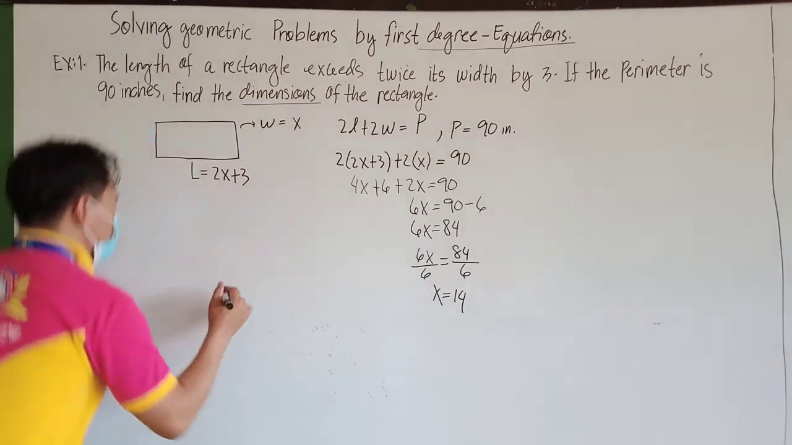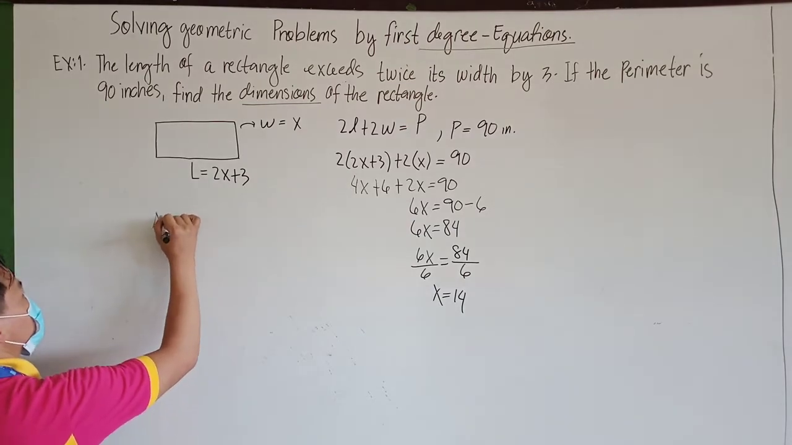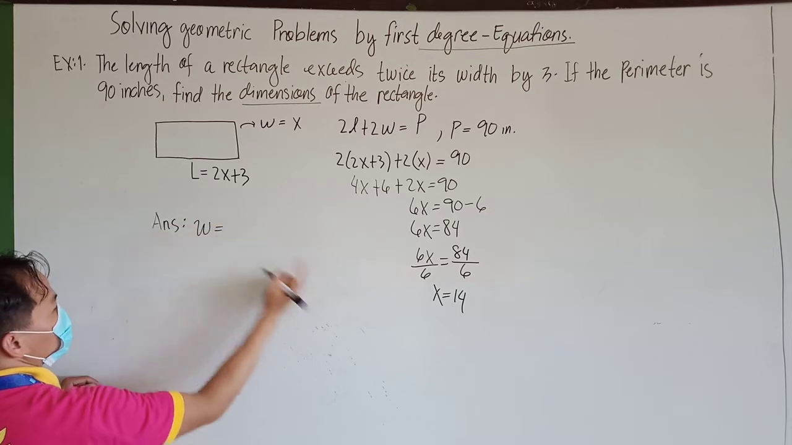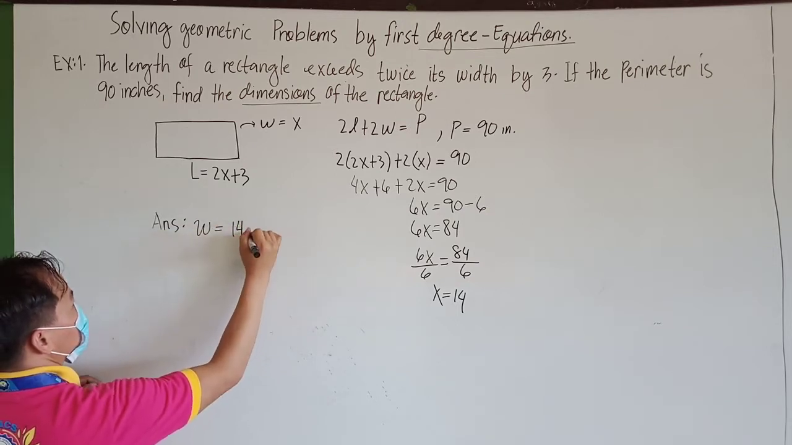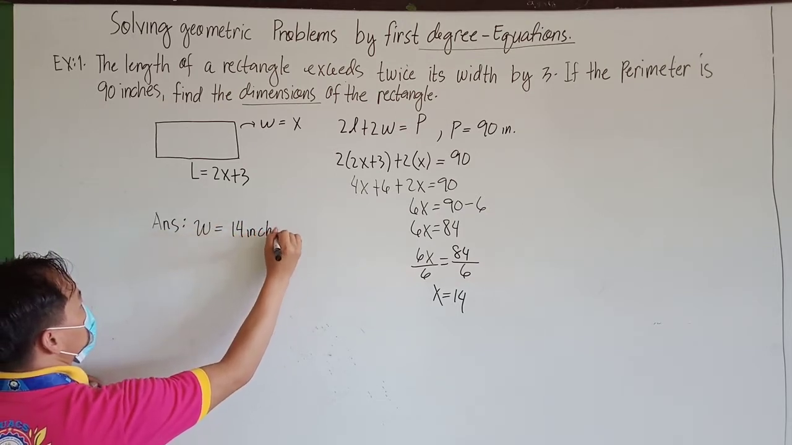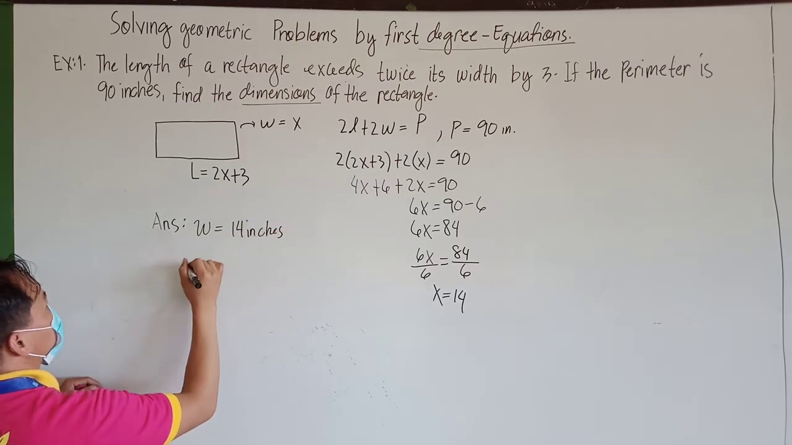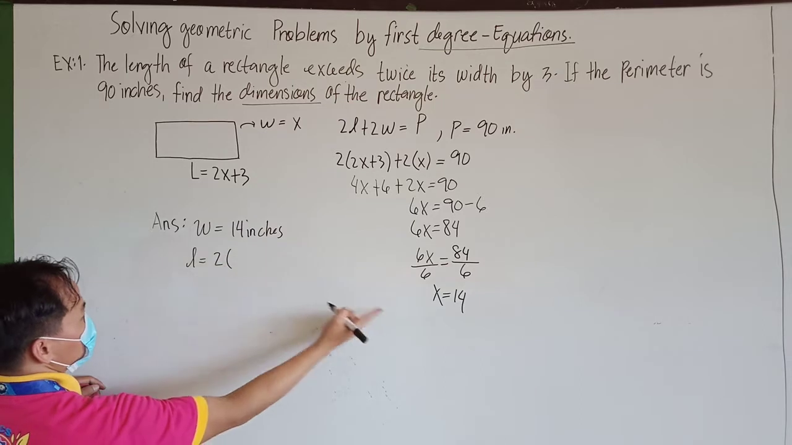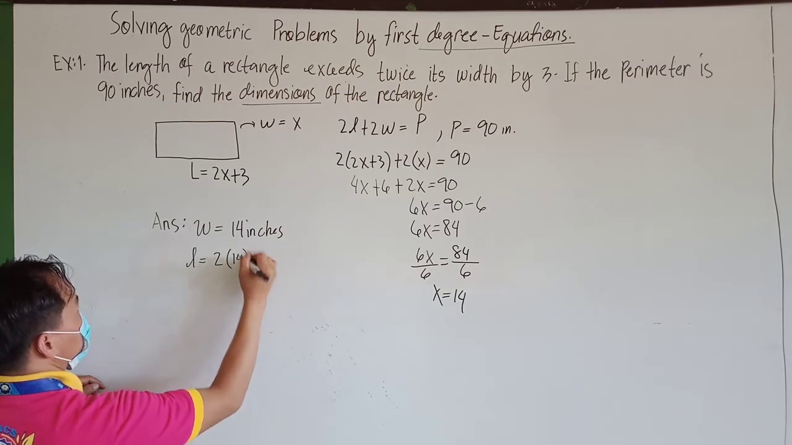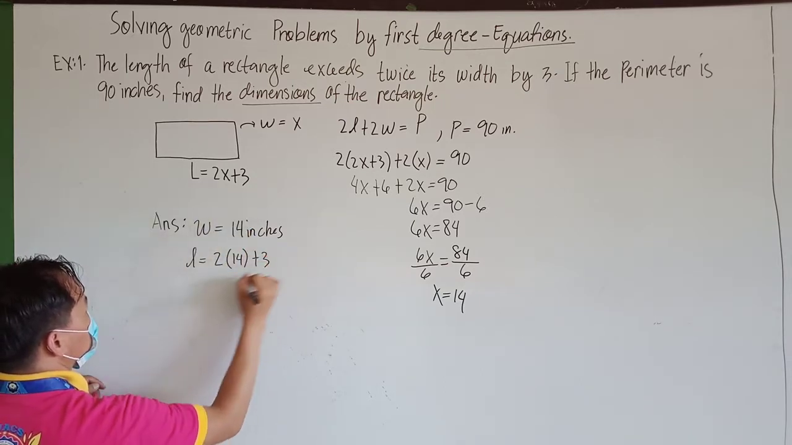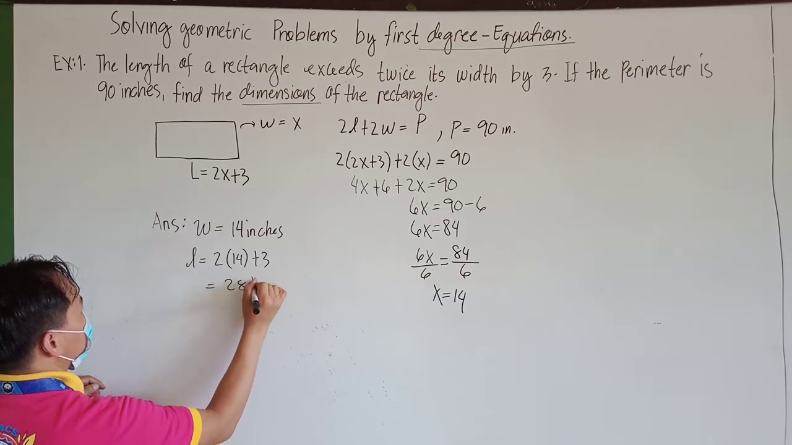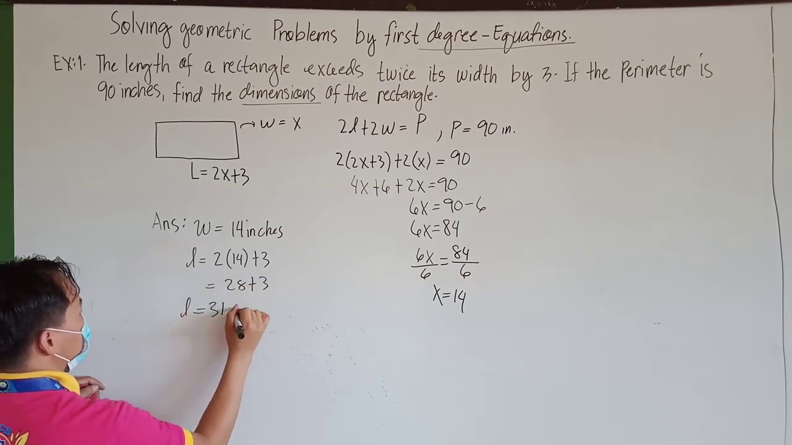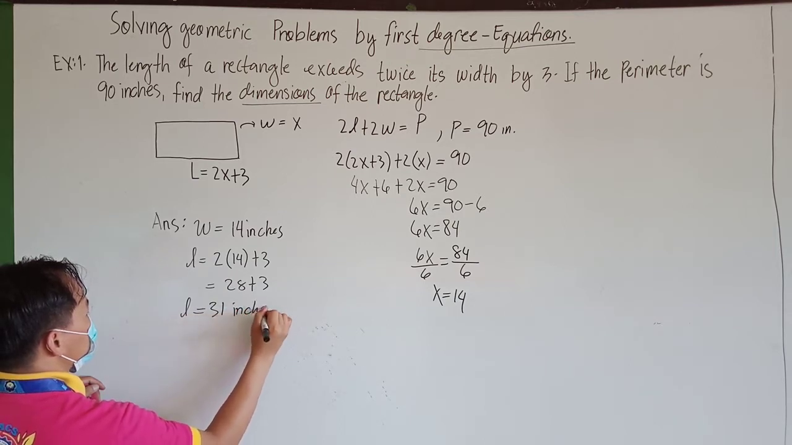So the answer is the width is equal to 14 inches, and the length is equal to what? 2 times the value of x, which is 14, then plus 3. So it will become 28 plus 3. The length now is equal to 31 inches.